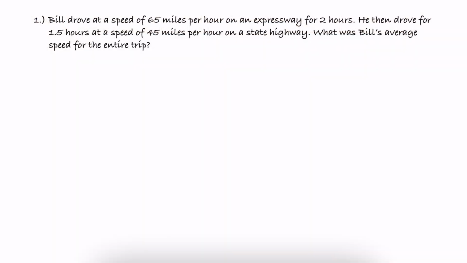Question 1. Bill drove at a speed of 65 miles per hour on an expressway for 2 hours. He then drove for 1.5 hours at a speed of 45 miles per hour on a state highway. What was Bill's average speed for the entire trip? Okay, so we know that his R sub 1, his first speed, was the 65 miles per hour, and it was for 2 hours. And we also know that his second speed, or R2, is 45 miles per hour for 1.5 hours.